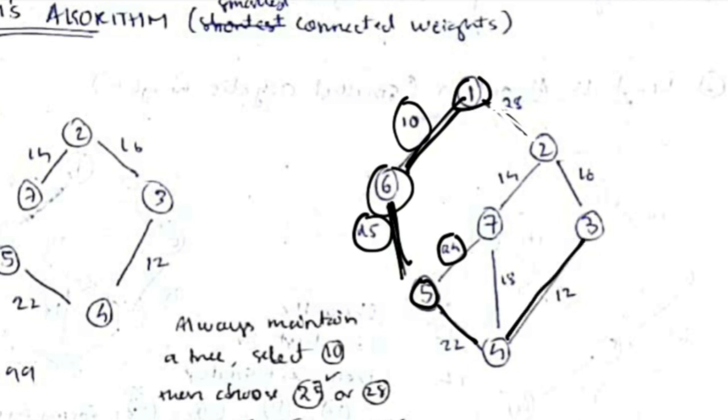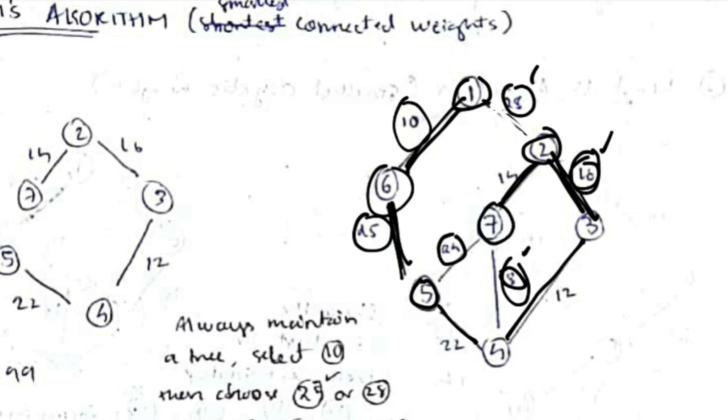After that we have the options 18, 16, 28. We don't have 14 because we did not reach 2 or 7. So we have to choose between 18, 16 or 28. 16 is the least, so I'll go on with 16, and after that when we reach 2 we have 14, 28 and 18. Which is the least? 14.